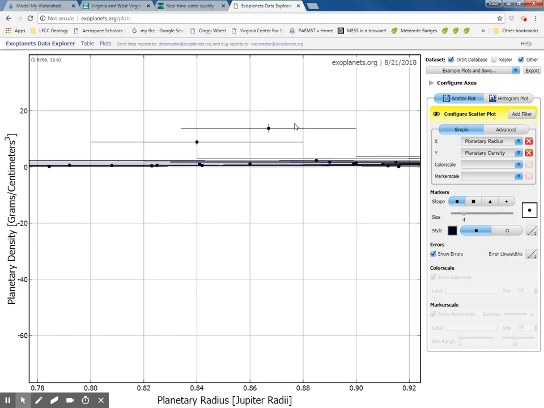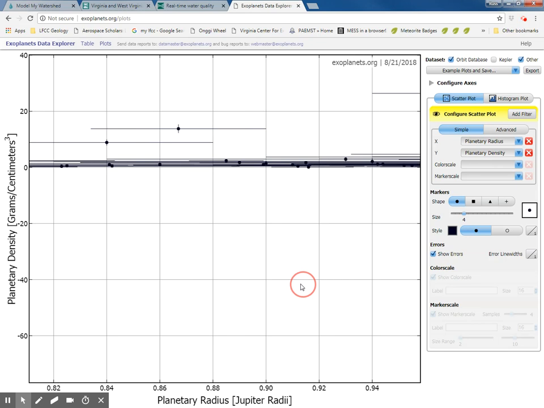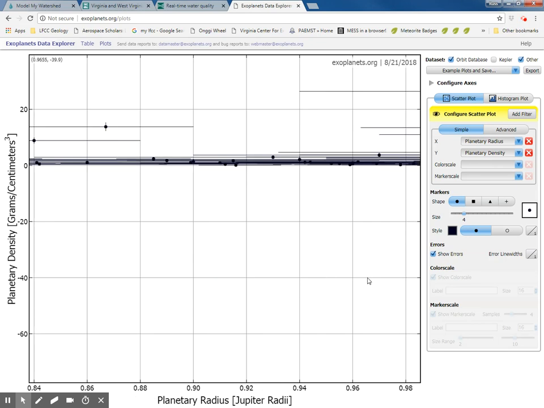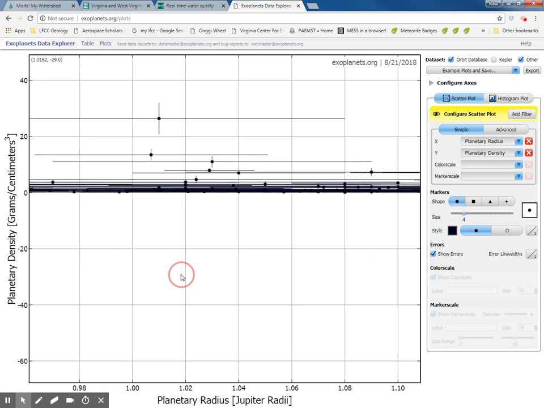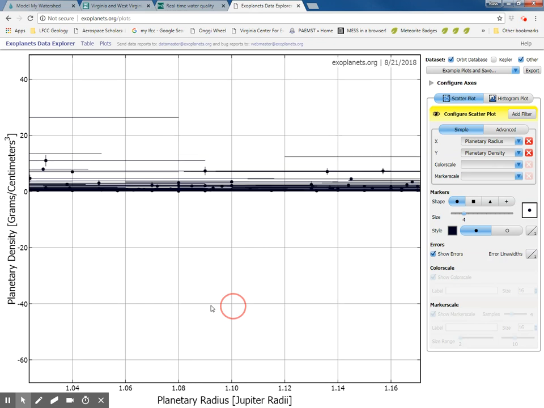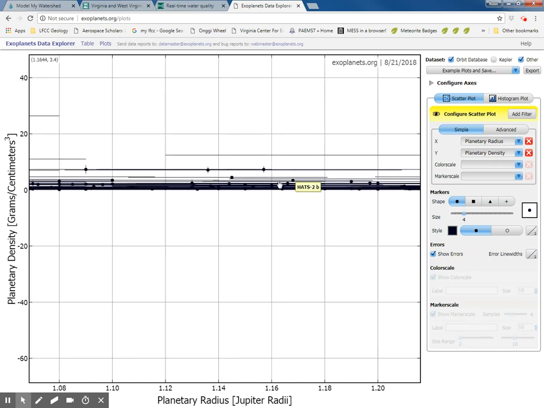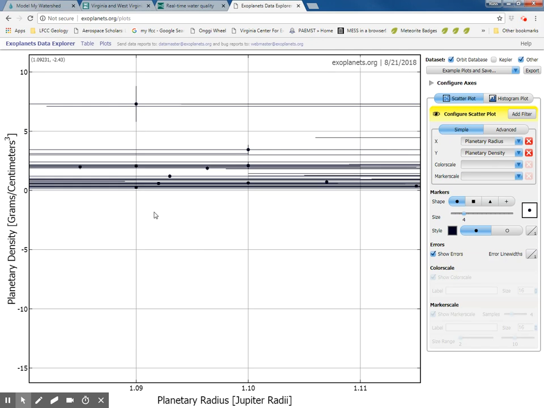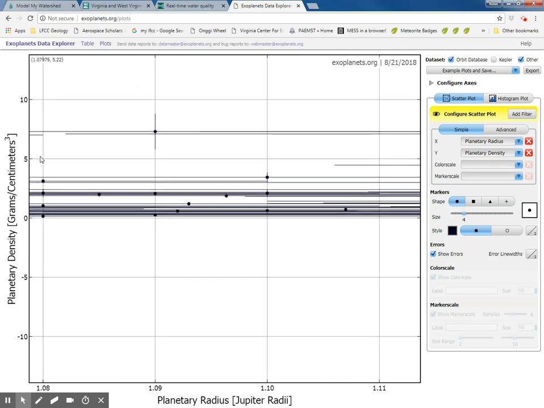There are outliers. I would call those outliers. But as we get closer and closer to a Jupiter radius, we do get some more outliers here. We do kind of hover down around a planetary density very close to 0, although there is quite a bit of variety. So here, for instance, this is about the density of the Earth right here, 5.